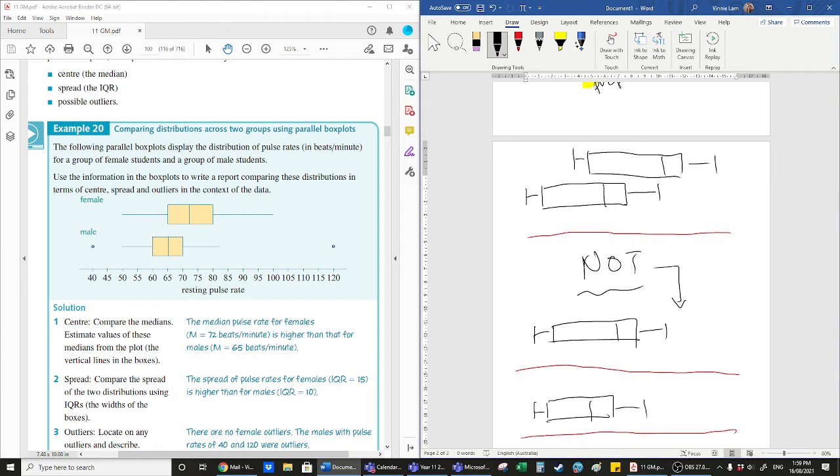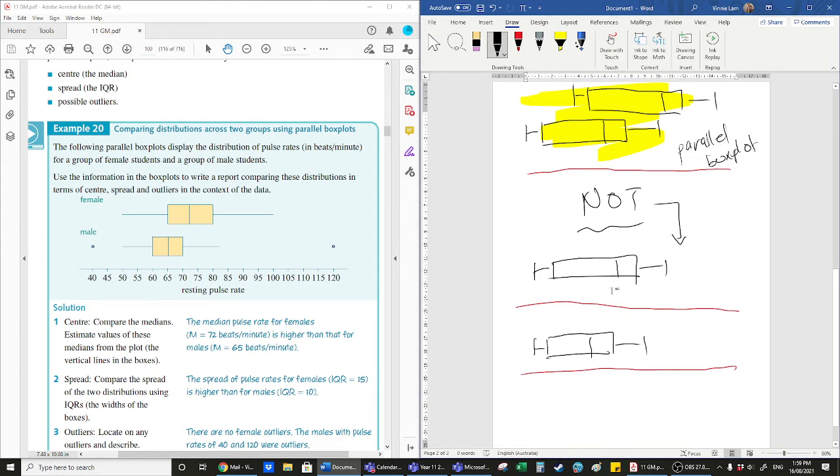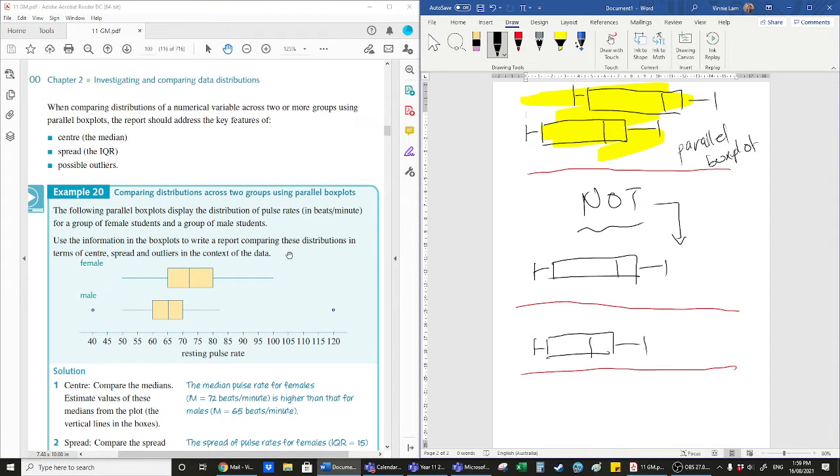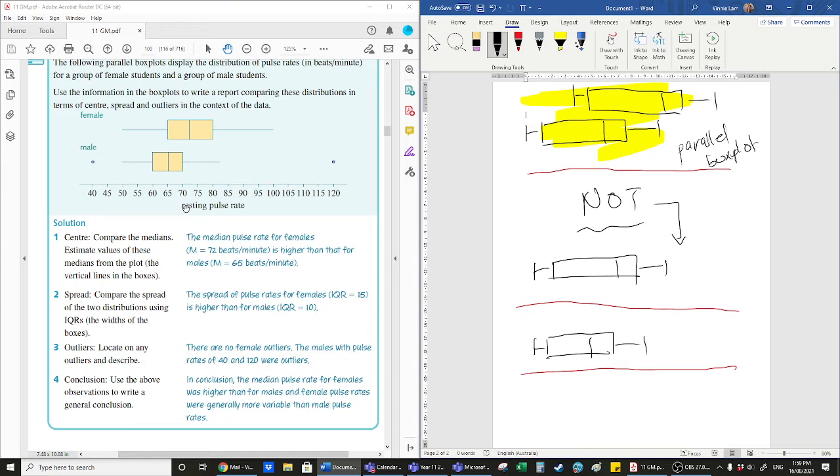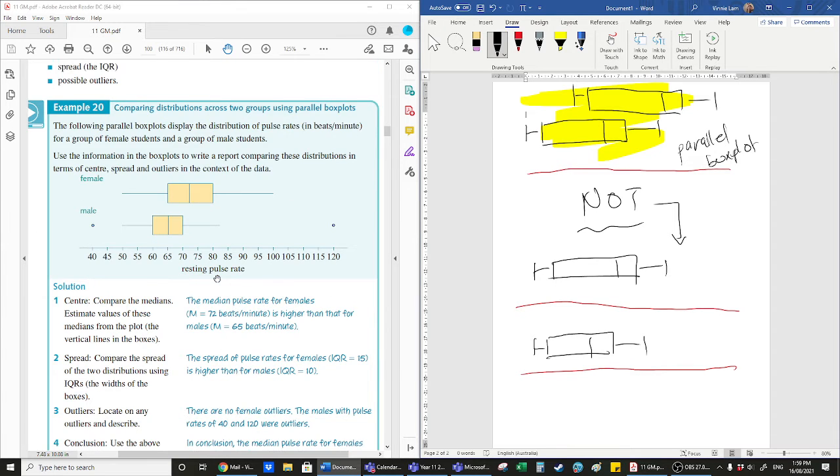So this one up here, that one there that I've highlighted, is a parallel box plot, not the one on the bottom. Please keep that in mind. And as per usual, your number line has to be drawn with equal intervals and proper scaling, please. When we're comparing box plots, we're also comparing median and IQR, and you must talk about any outliers. It's like writing a report.